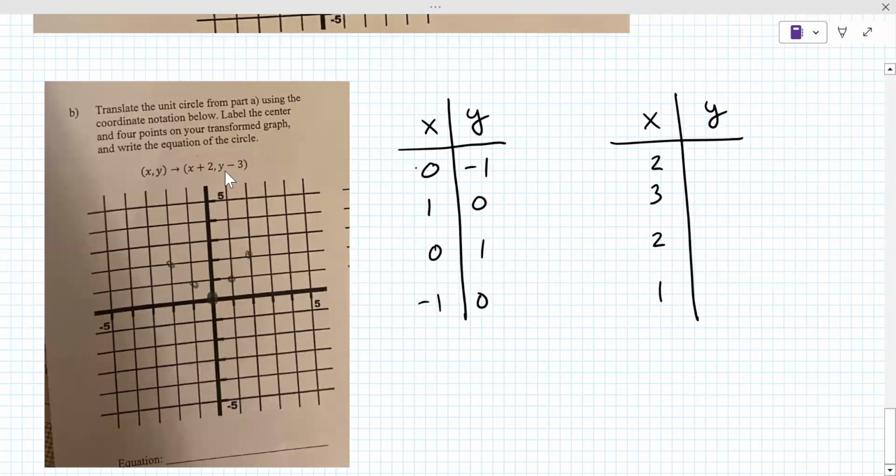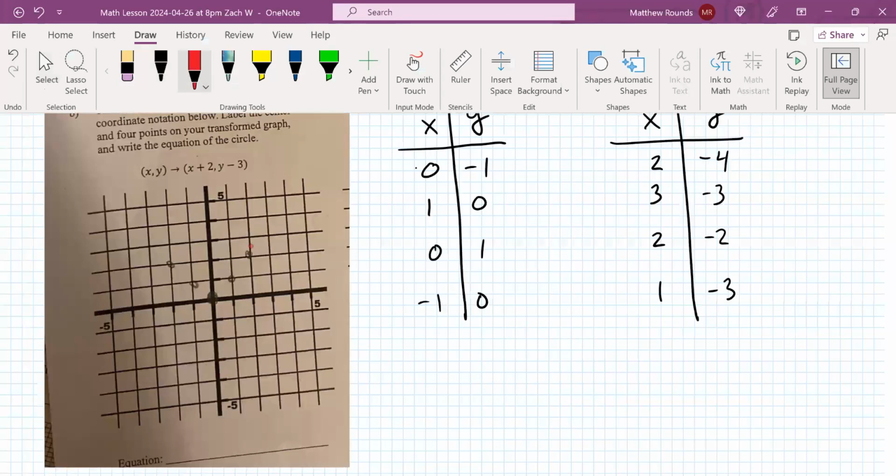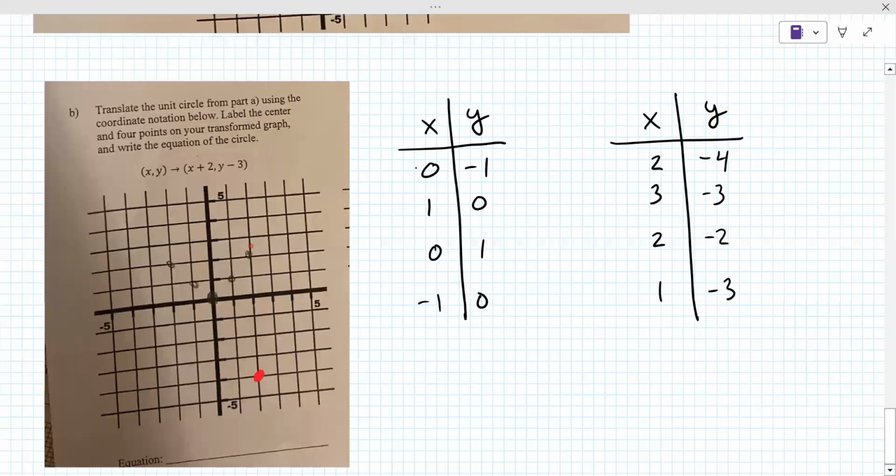And then the Y values go down 3. -4, -3, -2, -3, like that. So 2, -4; 2, -4; 3, -3; 2, -2; 1, -3. And so the question is, does this look like a circle that's moved right 2 and down 3? Yes, I would agree.